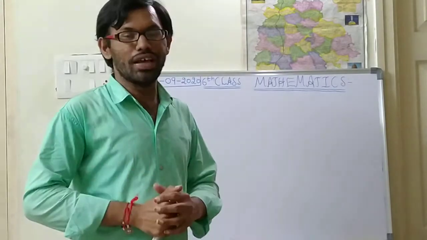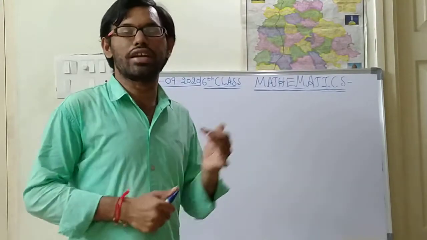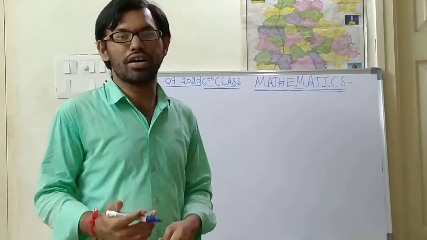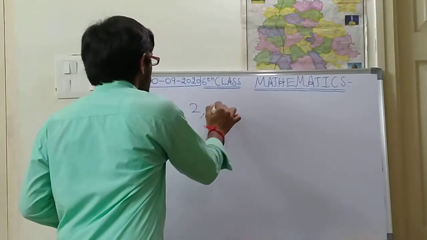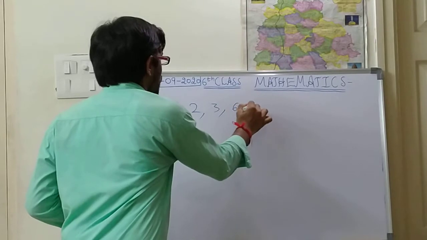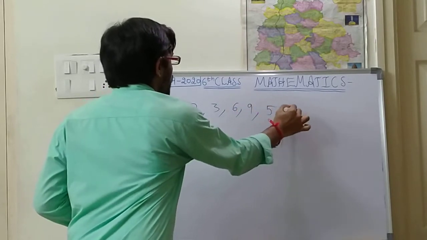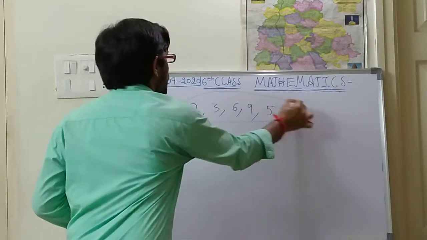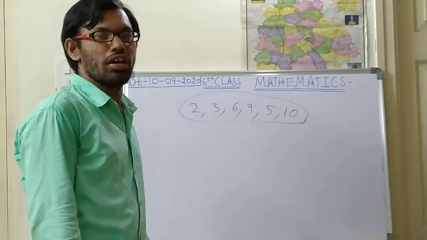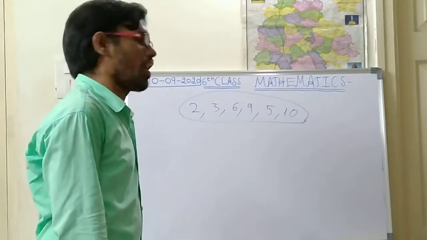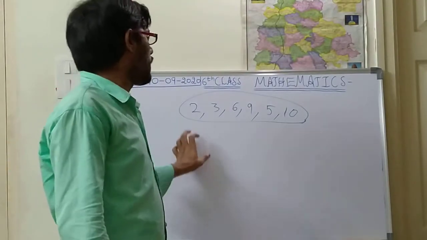So, in yesterday's class, we completed the concept part of divisibility rules, regarding 2, 3, 6, 9, 5, 10. With these numbers, up to yesterday's class, we have completed the divisibility rules concept. I think you have understood how we should identify.